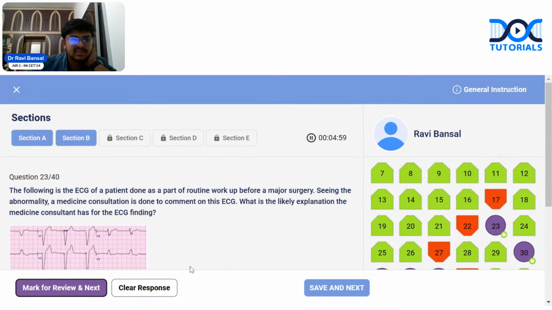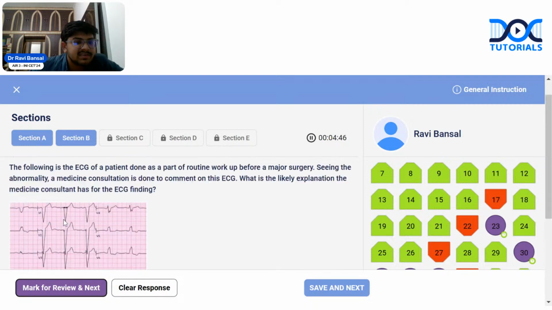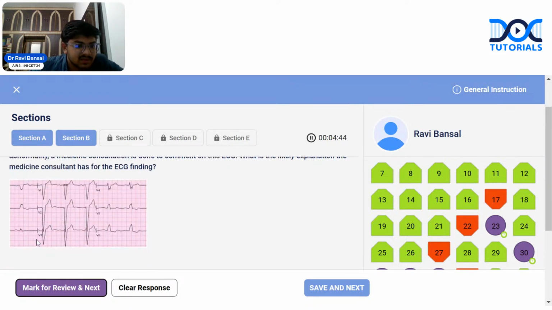ECG of a patient before major surgery, with an abnormality; medicine consultation to comment on this ECG. What is the likely explanation for the ECG finding? Ischemic heart disease cannot be, because I don't think there is some... Yeah, they have given some elevation here, I think.